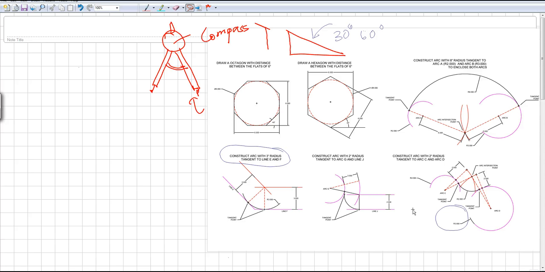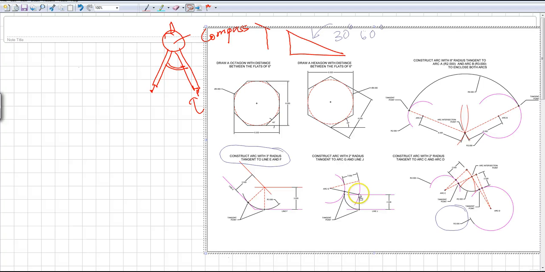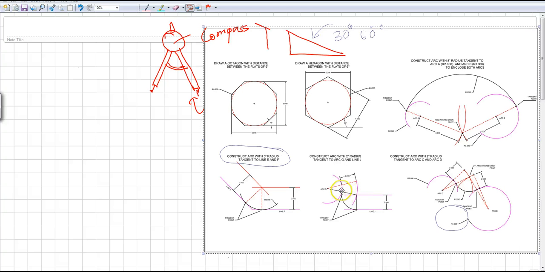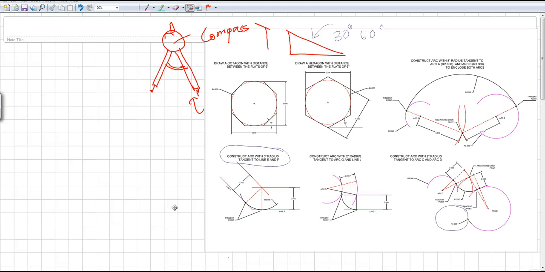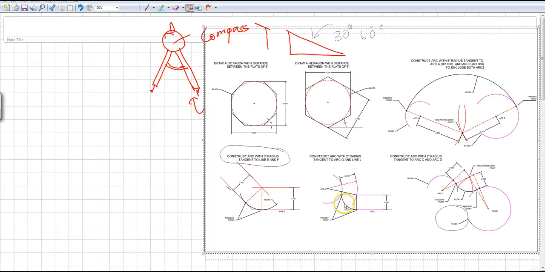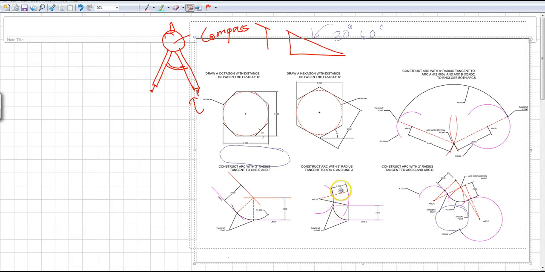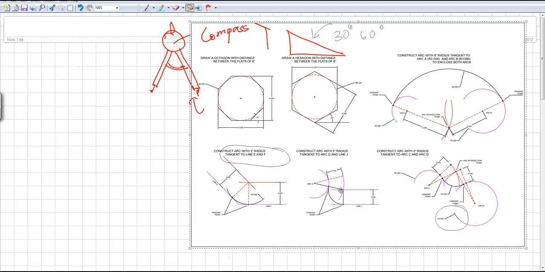First thing we need to do is find the intersection like we found over here. Second thing we need to do is find the tangent points. And the last thing is, after we found the tangent point, we would just go ahead and put our arc, right, tangent to these. So let's get to that example.